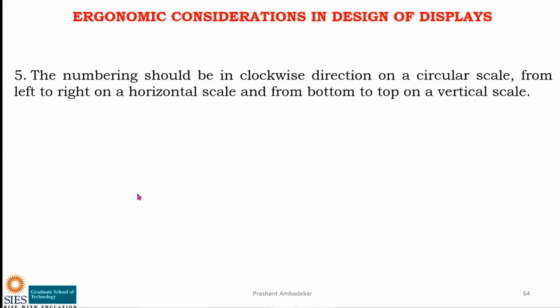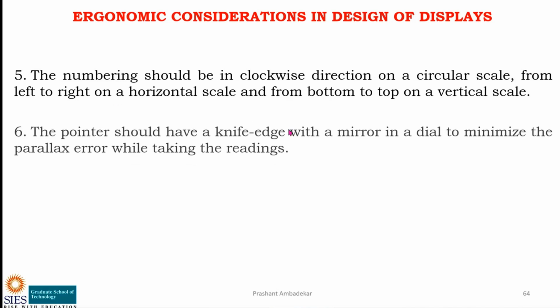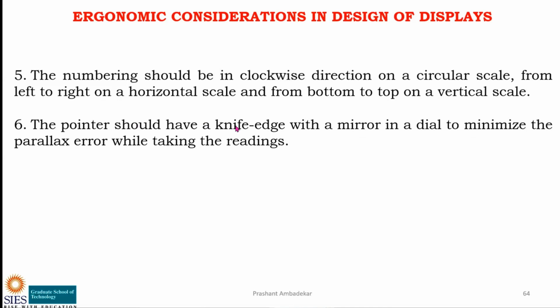Numbers should be in clockwise direction on a circular scale, from left to right on a horizontal scale, or from top to bottom on a vertical scale. This is the rule which should be followed when a scale is numbered. Then the pointer should have a knife edge with a mirror in a dial to minimize the parallax error while taking the reading. So if there is a knife edge, then there will not be any parallax error. Otherwise there will be parallax error.